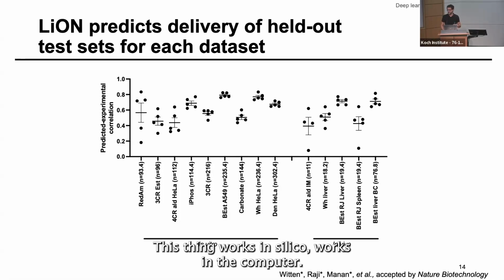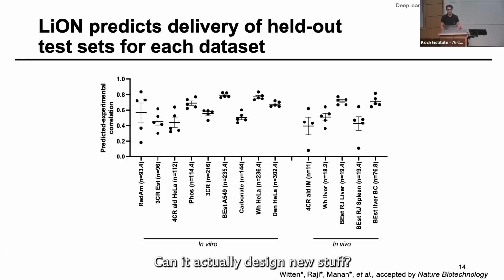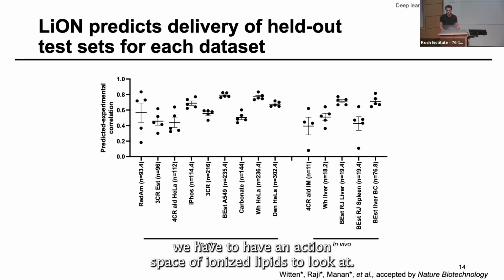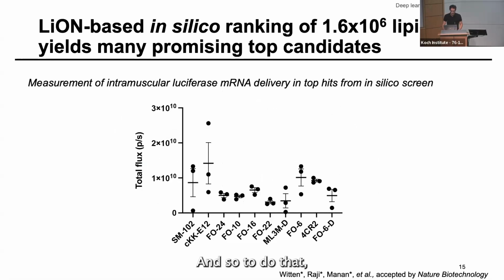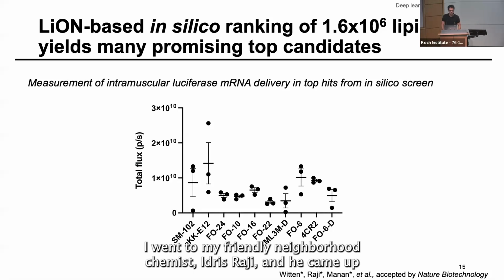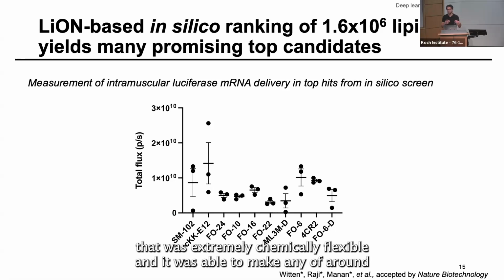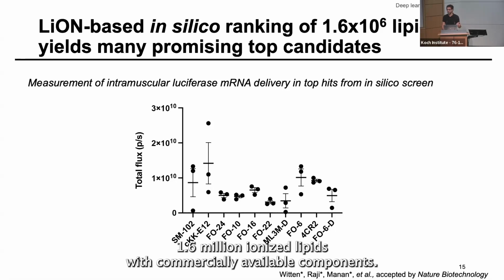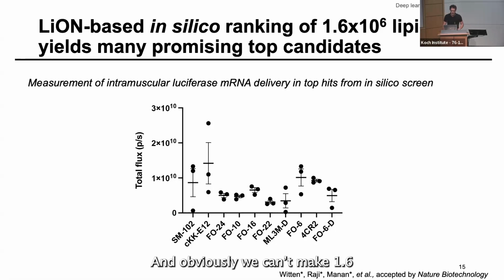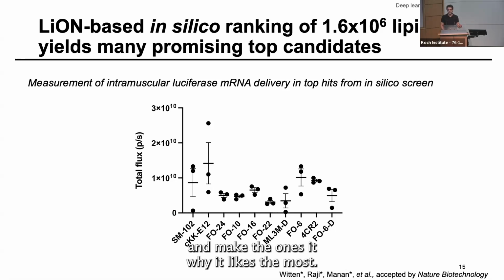Okay, so this is nice. This thing works in silico, works in the computer. Can it actually design new stuff? In order to do that, we have to have an actual space of ionizable lipids to look at. So to do that, I went to my friendly neighborhood chemist, Idris Raji, and he came up with this wonderful new chemical approach that was extremely chemically flexible, and it was able to make any of around 1.6 million ionizable lipids with commercially available components. Obviously, we can't make 1.6 million lipids, but I can use LION to sort through and make the ones that LION likes the most.